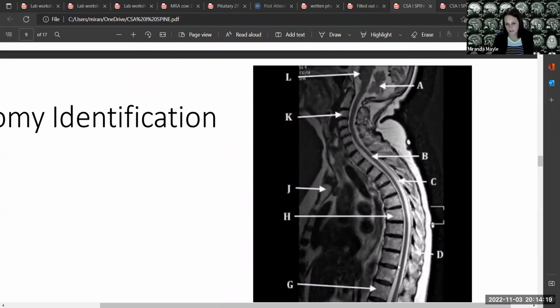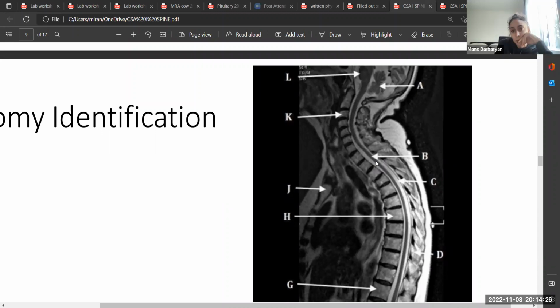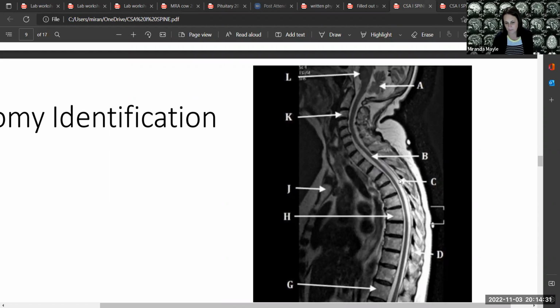This long, dark structure stretching the whole way down that B is pointing to. What is that? Spinal cord. Yes, spinal cord. Now, what is the bright area? CSF. Good. So this means this is what, a T1 or a T2? T2. And we know that because we know our fluid is going to be bright on a T2 weighted image. Good.